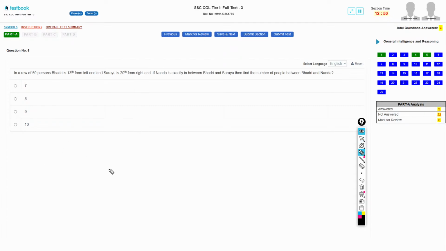In a row of 50, Bhadri is 13th from the left hand and Sarayu is 12th from the right hand. If Nanda is exactly between Bhadri and Sarayu, find the number of people between Bhadri and Nanda. Okay, exactly in between, right? So 50, 51. If 51, then this is 31. So 31 people here, 13 people here. From this side 31. So if I subtract, then 18 people.